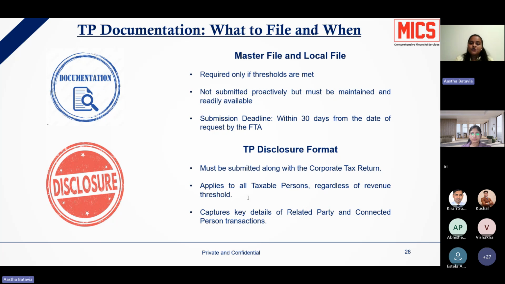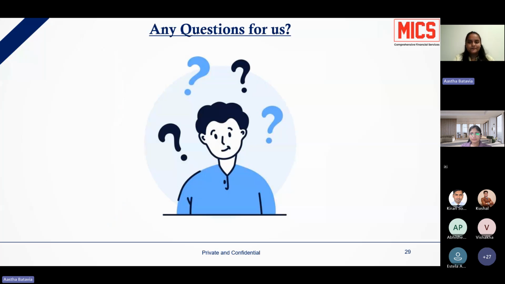It captures the essential details of transactions with both related parties and connected persons, covering the payments, benefits, and terms. So to summarize, the files, that is, the comprehensive reports, master file and local file, are maintained and submitted upon request. But the disclosure form, which is summary data, is submitted by default with every CIT return. This structure ensures that the FTA has transparency at the time of return filing and depth of data when required. So thank you all, that's from my side. Now we can have questions.